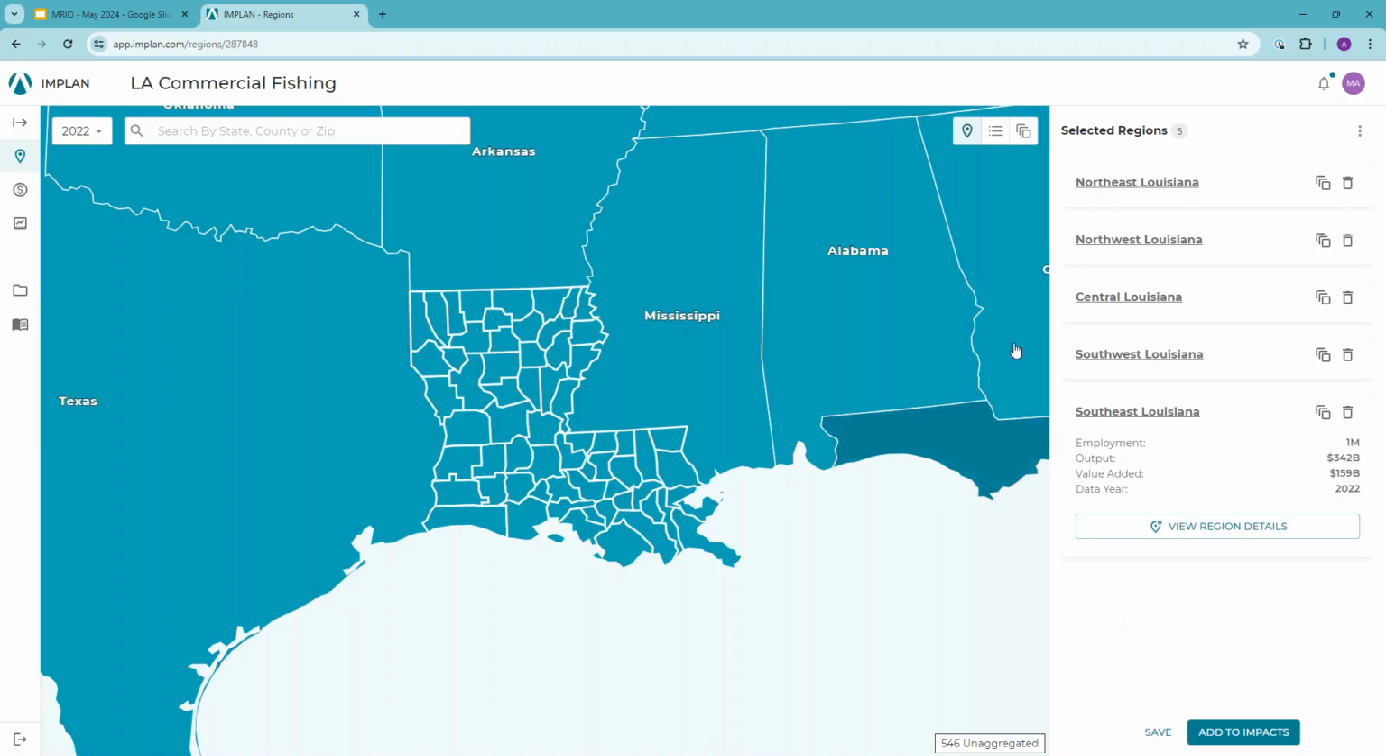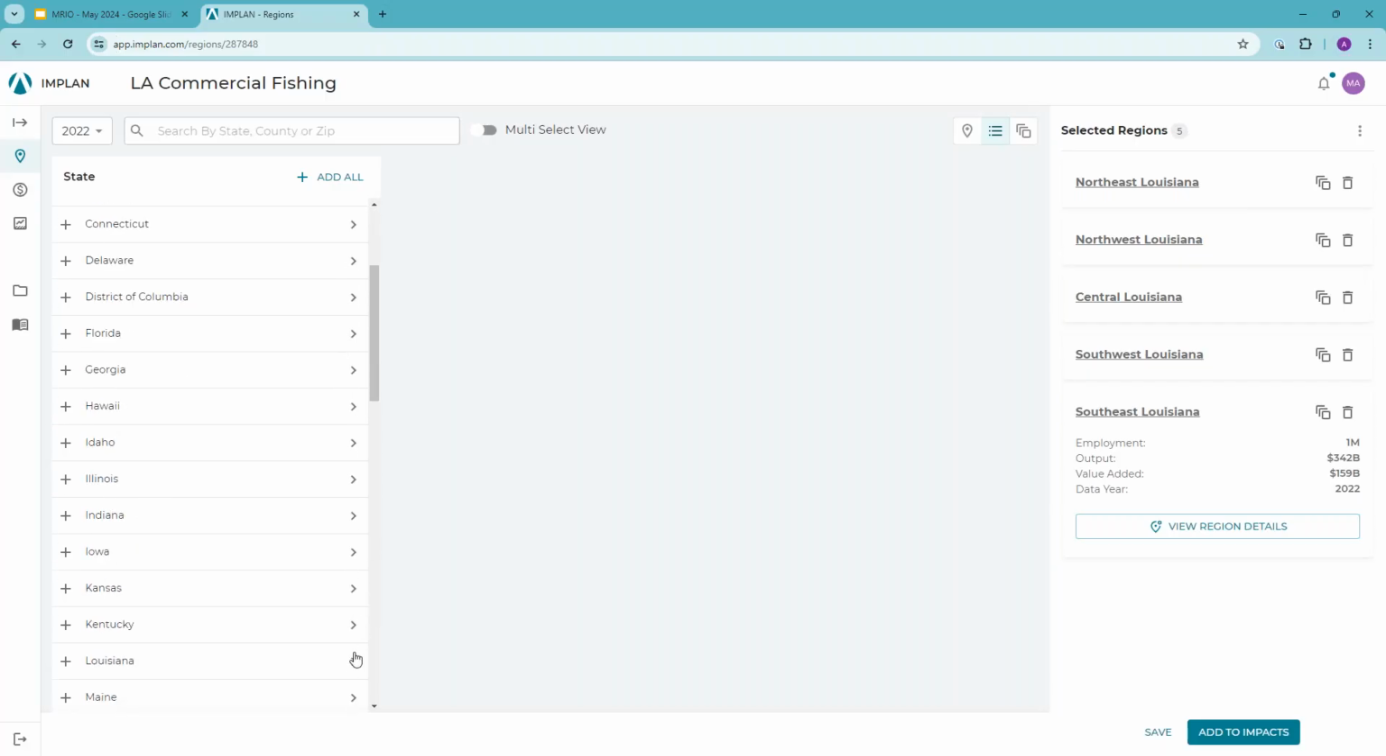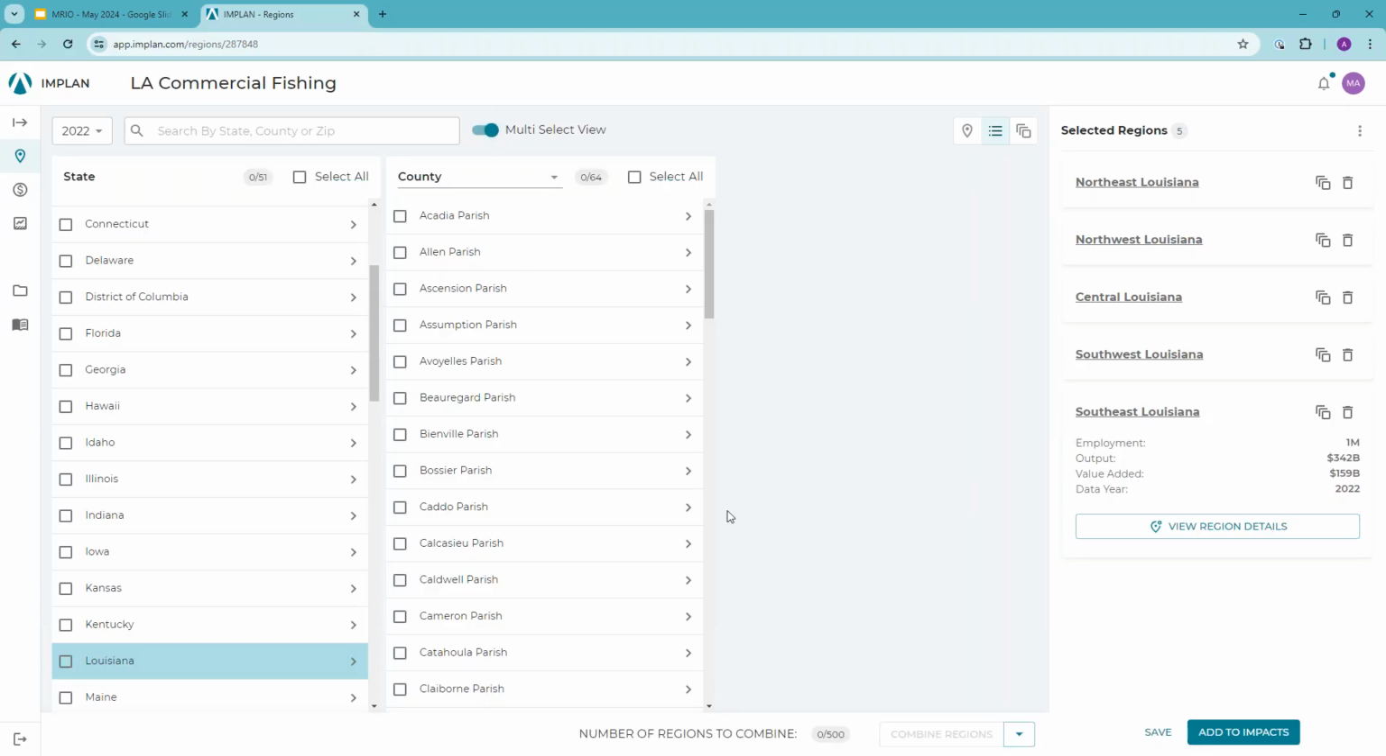So to start this project, we started here in the list view. From here, we went down to the state of Louisiana, clicked on it, and we can see now all of the counties in the state of Louisiana. If we select multi-view or toggle to the multi-select view, I can now check different counties, and in this case, they're called parishes, to create a new combined region. So we built out these regions first, and then we added them into our analysis.